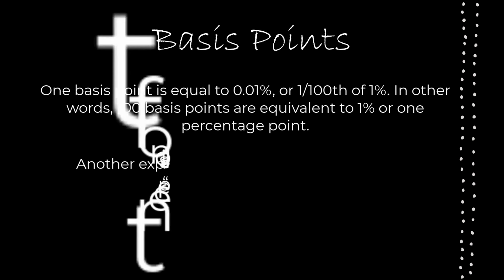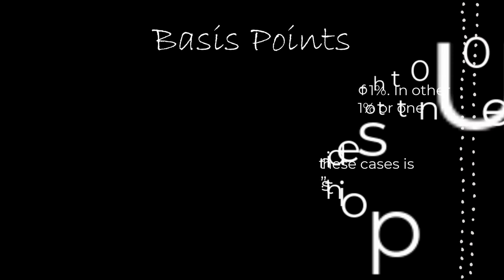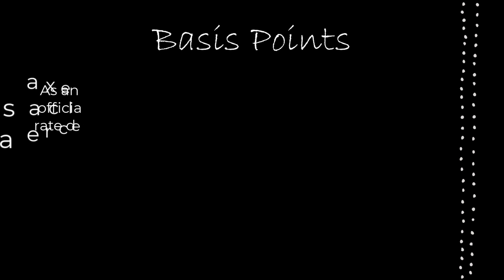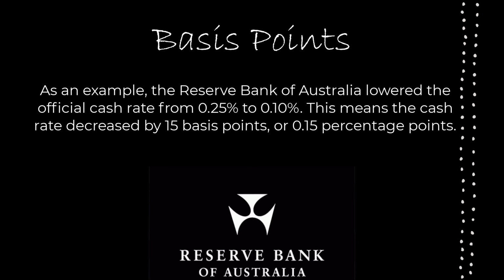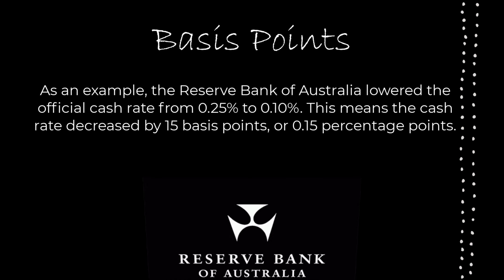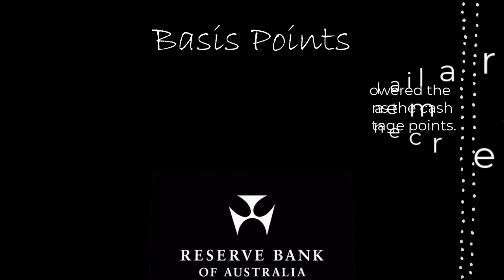Another expression often used in these cases is percentage points. Both basis points and percentage points can be helpful terms for people talking about how much a percentage has changed by. As an example, I'll just use some random numbers. The Reserve Bank of Australia lowered the official cash rate from 0.25% to 0.10%. This means that the cash rate decreased by 15 basis points or 0.15 percentage points.